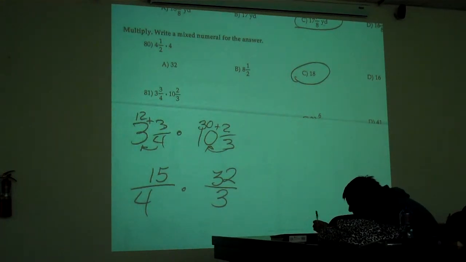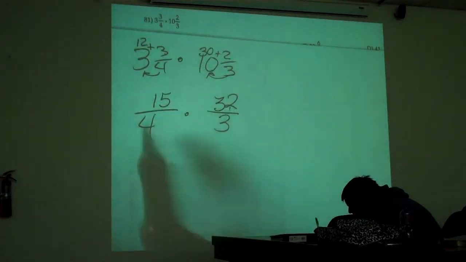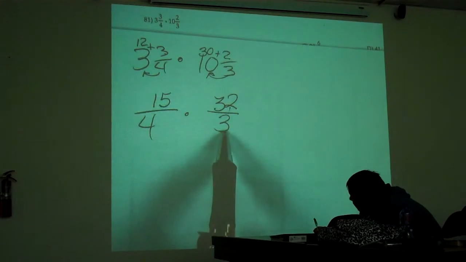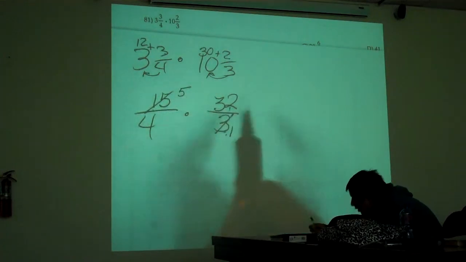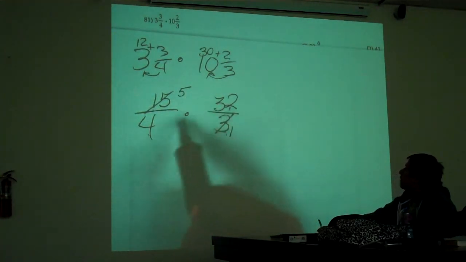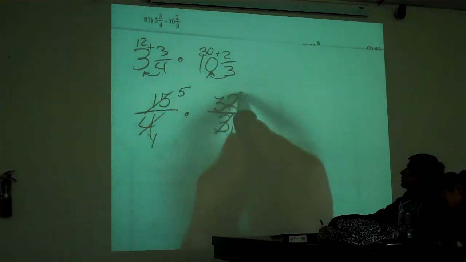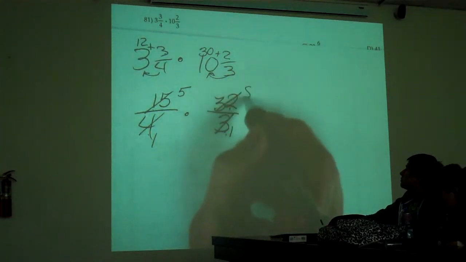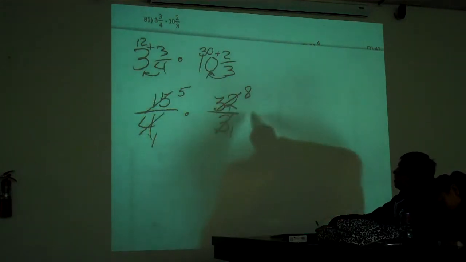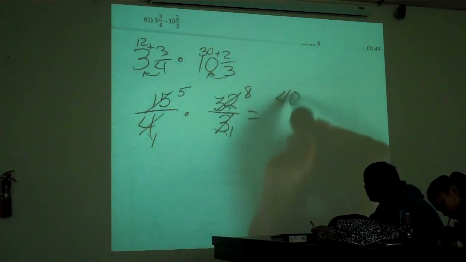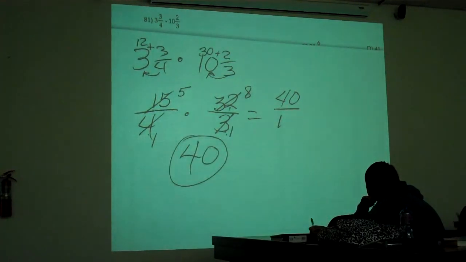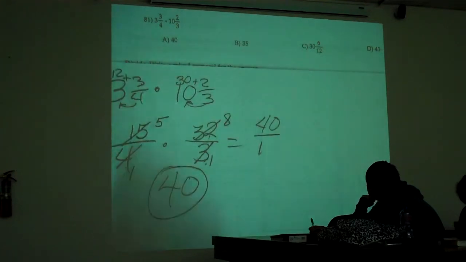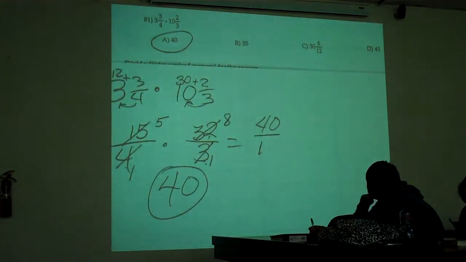Now before we do these big multiplying of like 15 times 32, we want to do some dividing first, right? Divide by 3: 3 divided by 3 is 1, 15 divided by 3 is 5. These we divide by 4: 4 divided by 4 is 1, 32 divided by 4 is 8. So now we have 5 times 8 on top is 40. 1 times 1, 1 on bottom, so that's just 40. So A is 40.